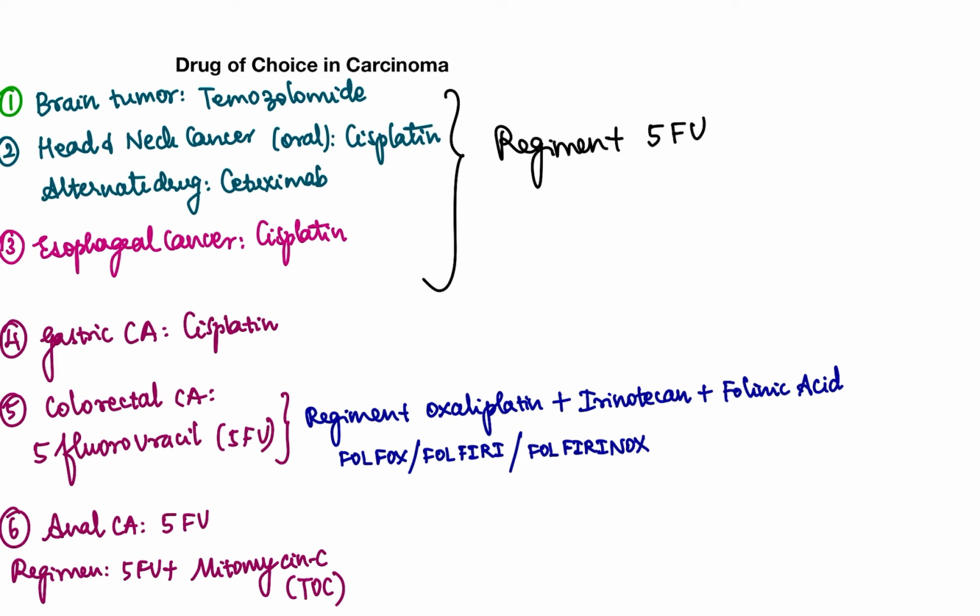We have certain regimens for colorectal cancer: FOLFOX, FOLFIRI, and FOLFIRINOX. So, along with the regimen, you have to give oxaliplatin, irinotecan, and folinic acid. Anal cancer, again, 5-fluorouracil is the drug of choice. The regimen is 5-fluorouracil plus mitomycin C, which is going to be the treatment of choice for anal cancer.